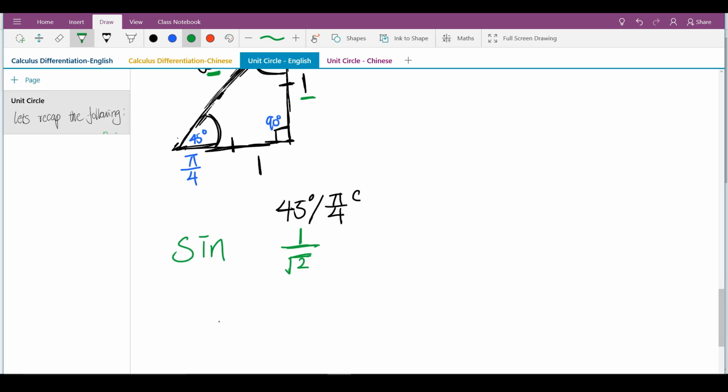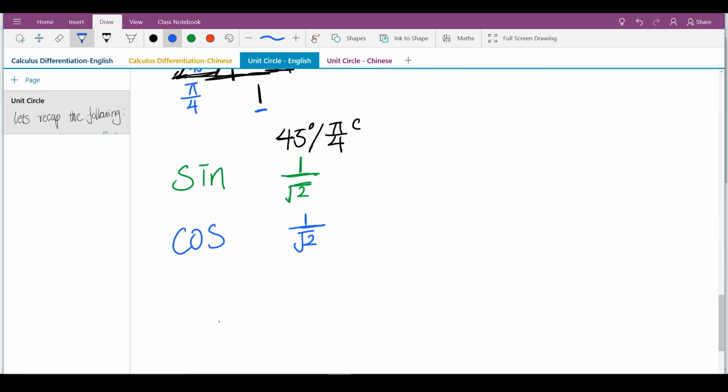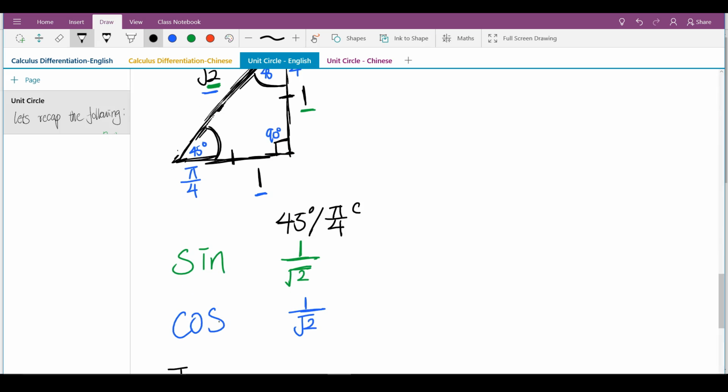So cos will be the same thing. Cos 45 will give you 1 over root 2 as well, because we use this one and these ones. And last but not least, tan. The diagram says that tan is opposite over adjacent, so it's 1 over 1. So I know it's 1.